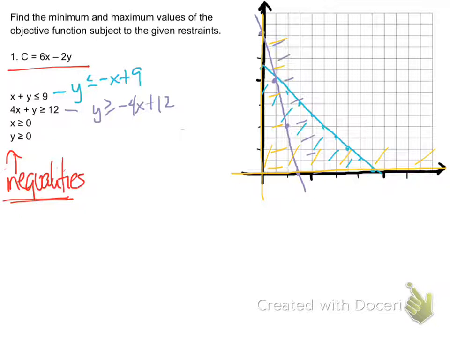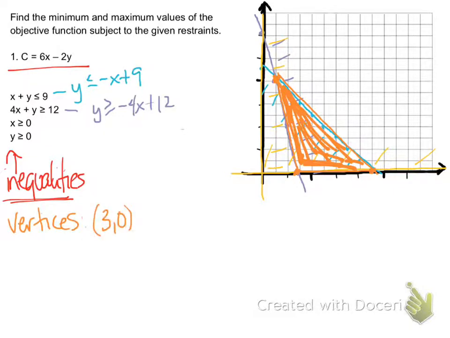Now this looks kind of messy, so let's go ahead and figure out where all these regions overlap. When we look at where all the lines cross, this orange section is the feasible region. That's the area that we've graphed in. And now the vertices of this. The first vertex is at (3, 0). And I think I'm just going around counterclockwise. The next one would be (9, 0) over on the x-axis.